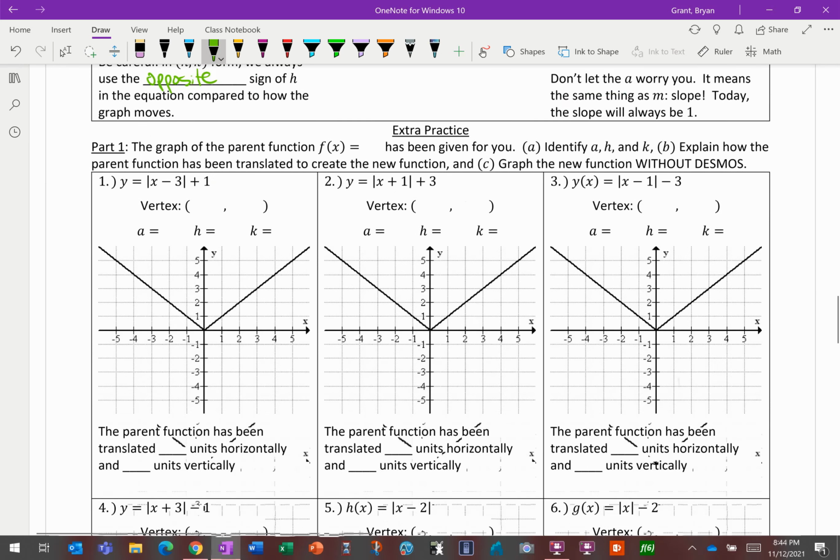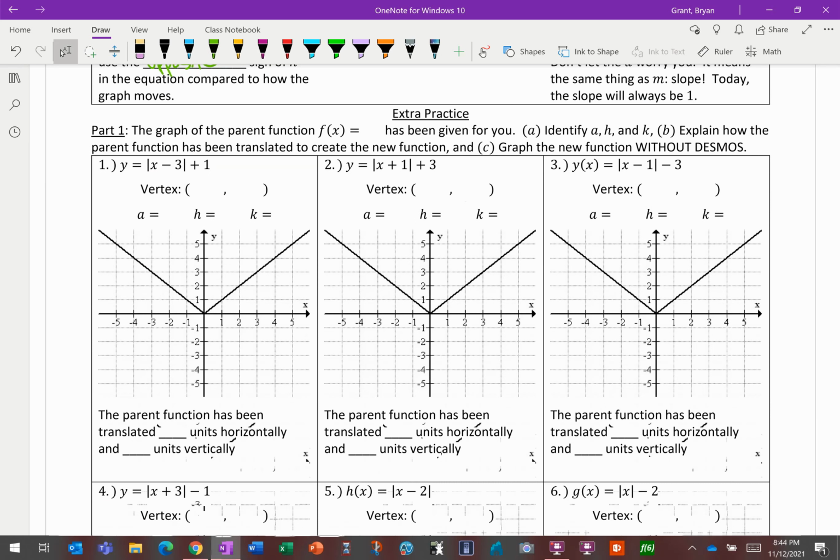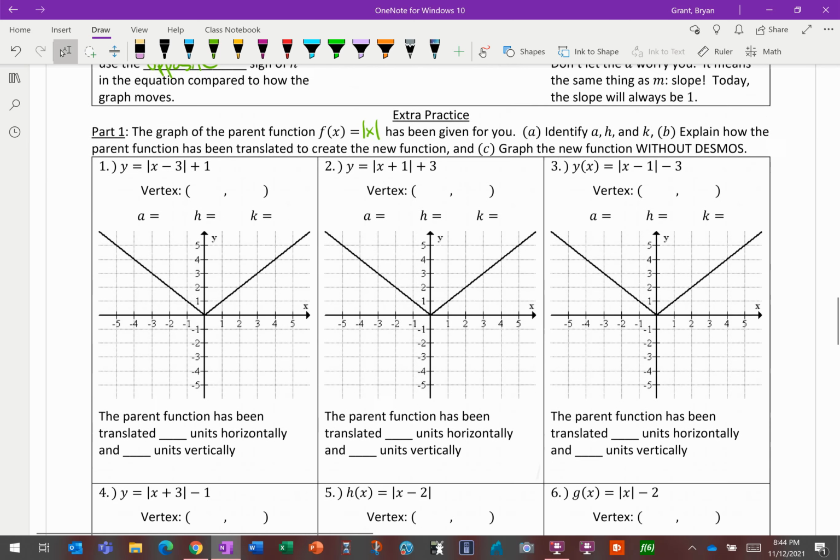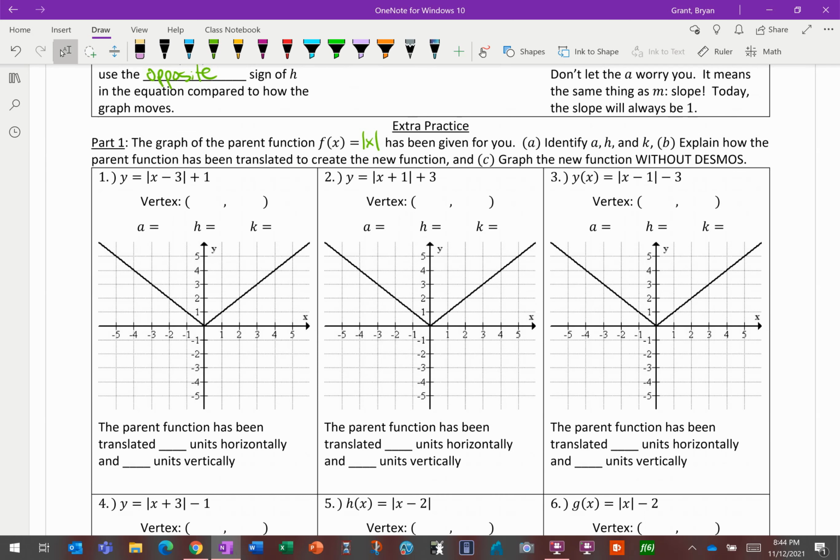So let's go ahead and get some extra practice in. The graph of the parent function, which is f of x equals the absolute value of x, has already been given to you. Do you guys see all 6 of these have the parent function graphed? You are going to get a new equation. And do we see the new equation for each one of these?